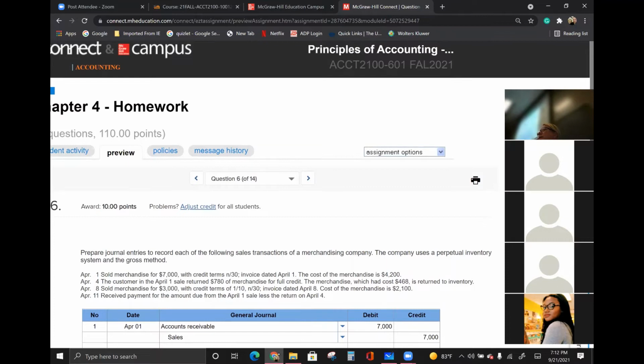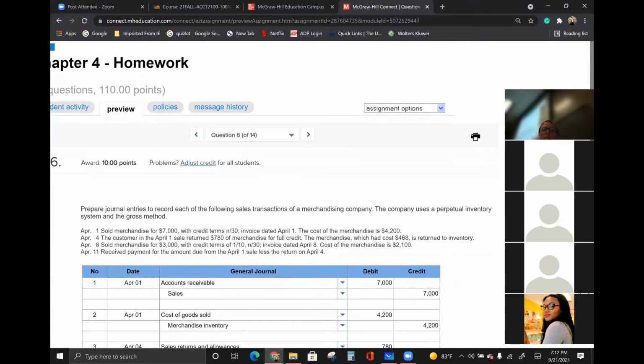Second part of that is now we have to remove our inventory for the cost, which is $4,200. So we're going to debit what? But we're recording our cost, which is, what's the account called? Cost of goods sold. We're going to debit that for the cost, which is $4,200. And we're crediting what? Merchandise. Merchandise inventory. There we go. So that's our sale.